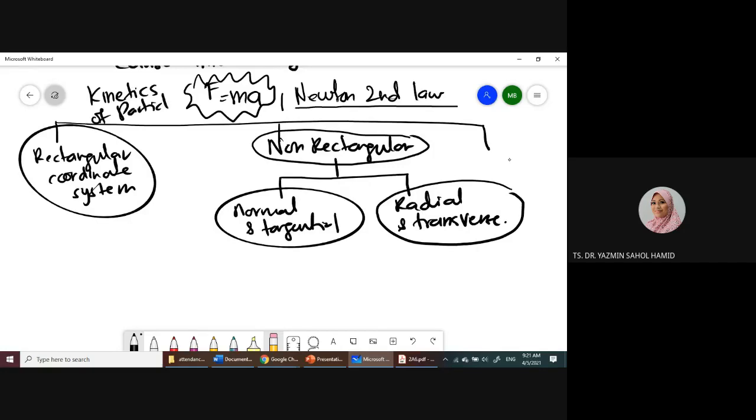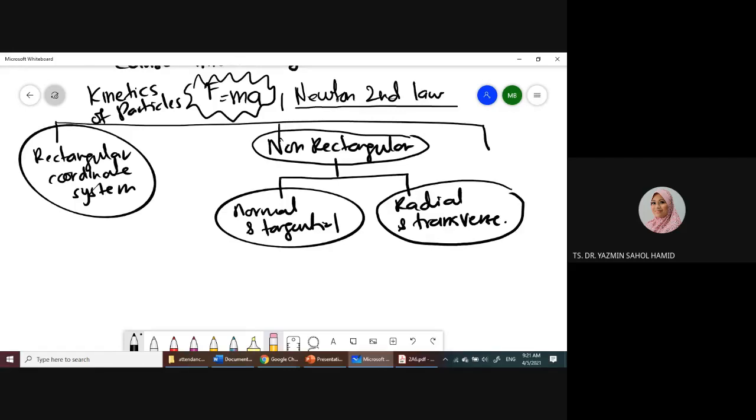Okay. So as long as you get the idea, for topic kinetics of particles, we have Newton's second law, F equals to ma. And again, I have to decide which is the best coordinate system to use to solve the problem. Okay. Now, do you understand the overall picture for topic 2? Do you get it now? Yes, okay, madam. Good.